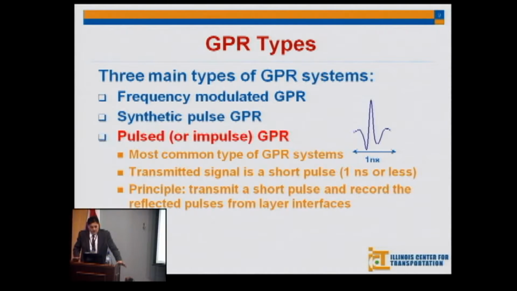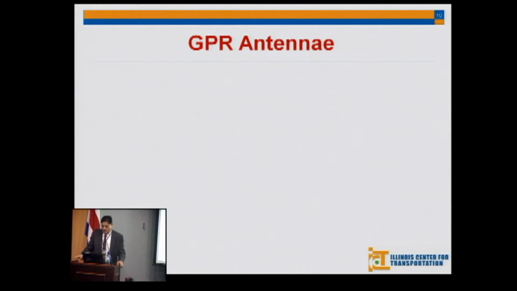This one is the most common, and it transmits a signal in a short pulse that depends on the frequency that we are using. It's in the range of 1 nanosecond. The principle is simply that you are transmitting a short pulse and recording the reflection. The reflections could happen from the surface, or from any of the interfaces that you have in the pavement section.